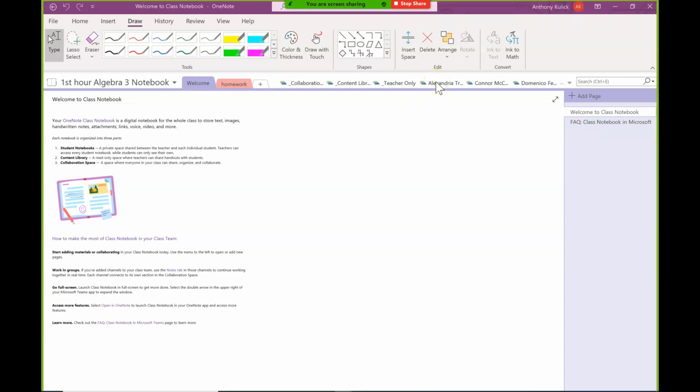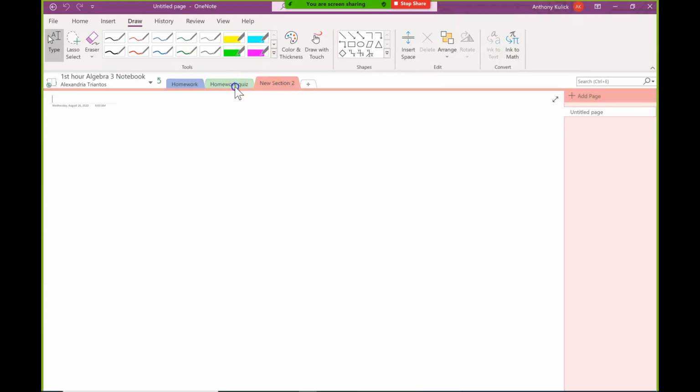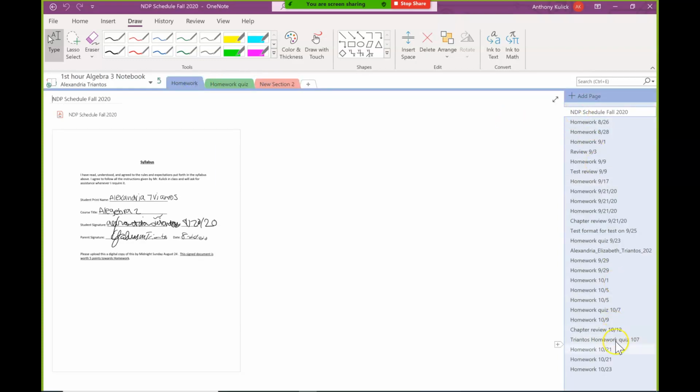So, Alexandra, I'm going to look at yours just as an example to everyone else. Alexandra, you have these two tabs here, right? And you have all of this stuff in your homework section. So any of these things that have been completed, I'd like you to move into the non-shared version of your OneNote notebook.